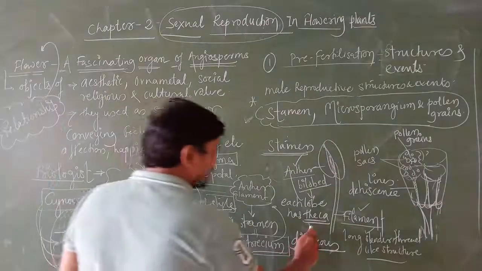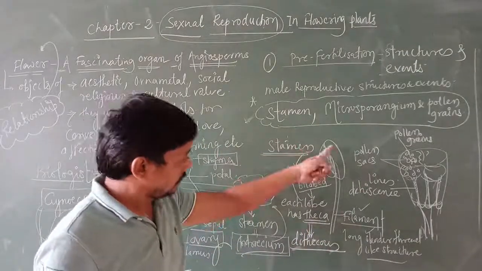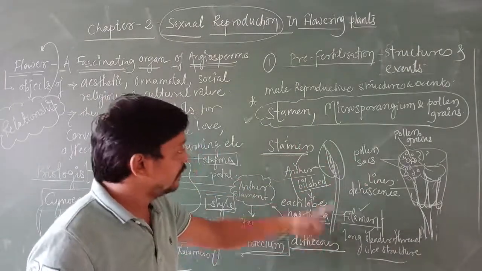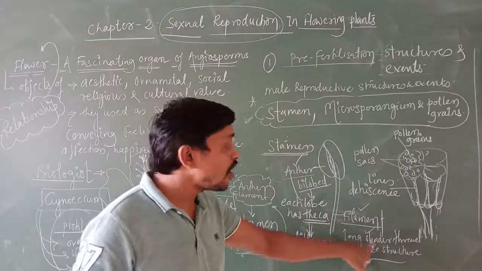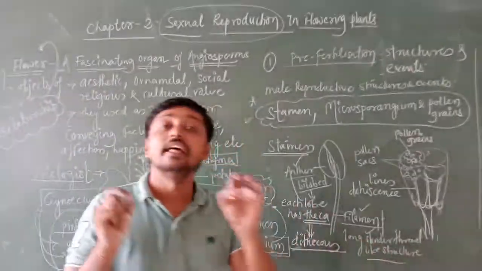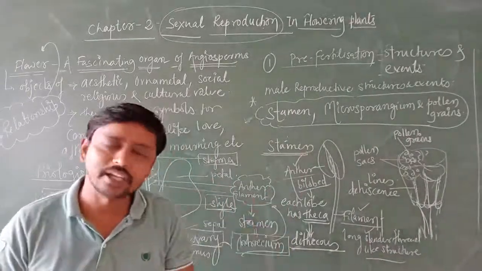Dithecous. In that sense, again I am going to explain to you. See, stamen. This is the structure of stamen. Stamen consists of filament and anther. Filament is a long, slender, thread-like structure. The length of the filament and the number of filaments vary from one flower to another flower.